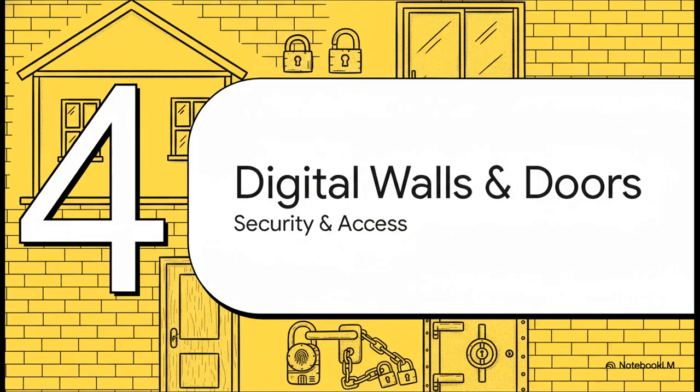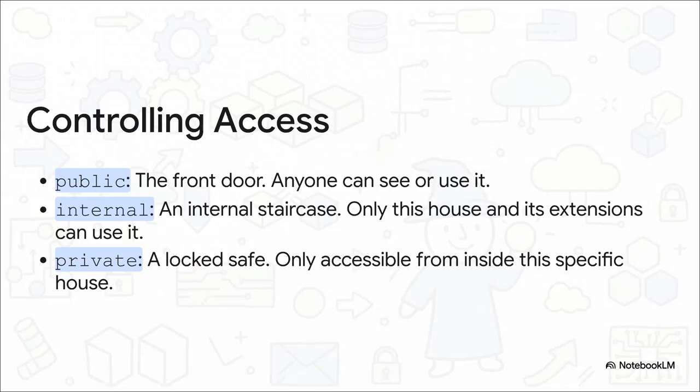So we've built our house. That's great. But now we need walls, doors, and some good locks to control who can get in and what they can do. In Solidity, we handle this with something called visibility modifiers, and let me tell you, they are absolutely essential for keeping your contracts secure. A public variable or function is basically the front door. Anyone, whether they're inside or outside the contract, can access it.